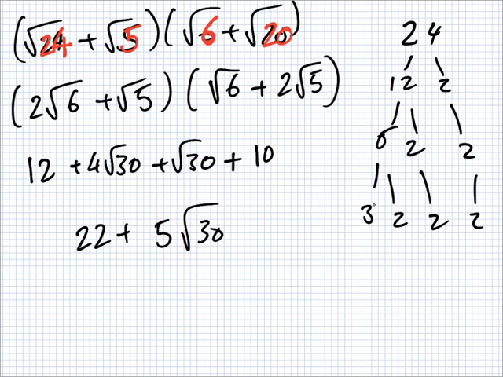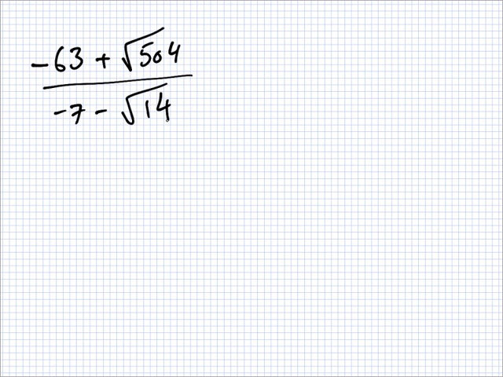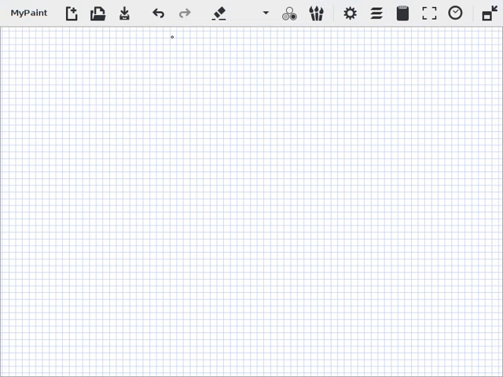Right, so now on to the last type of surd problem, which is a bit tricky. It's when we divide. So let's have a look here. Minus 63 plus root 504 over minus 7 minus root 14. Now that's not an easy one to do. There's a trick here called rationalizing the denominator. And we have to make use of something called the conjugate.